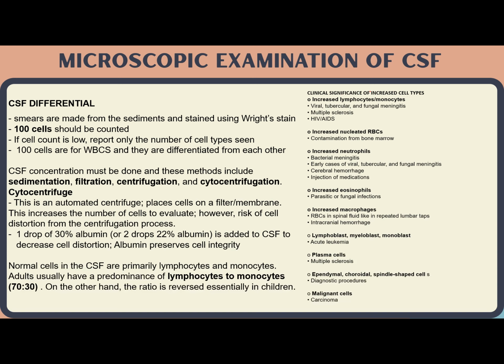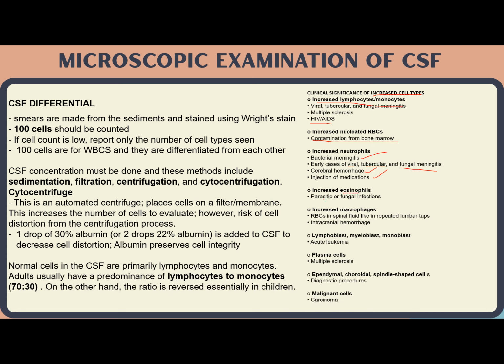Then what are the clinical significance of increased cell type? So if you have increased lymphocytes and monocytes, it would be a sign of viral, tubercular, and fungal meningitis, multiple sclerosis, and even HIV or AIDS. Increased nucleated RBC, usually contamination from bone marrow. Increased neutrophils in bacterial meningitis, early cases of viral, tubercular, and fungal meningitis. Cerebral hemorrhage, injection of medication.